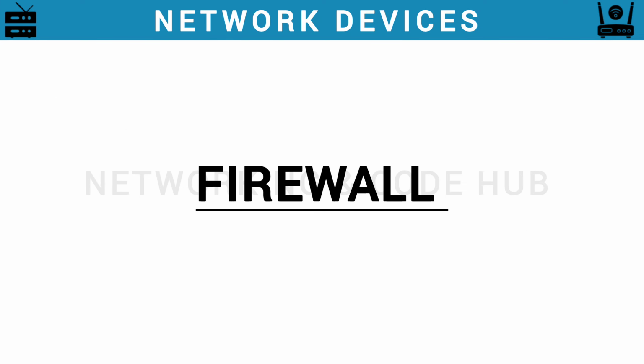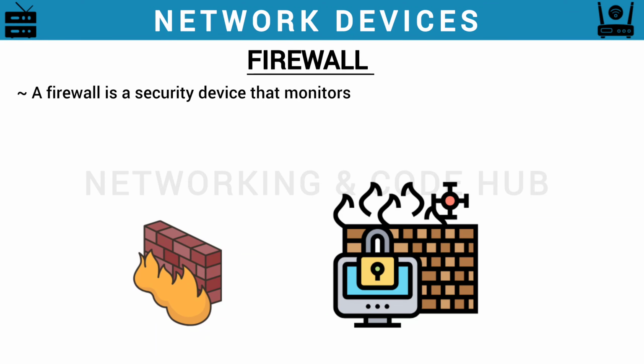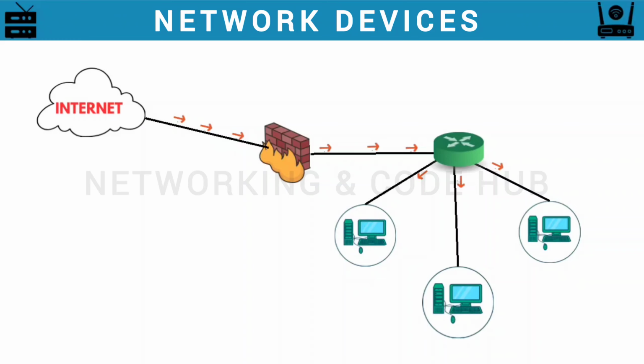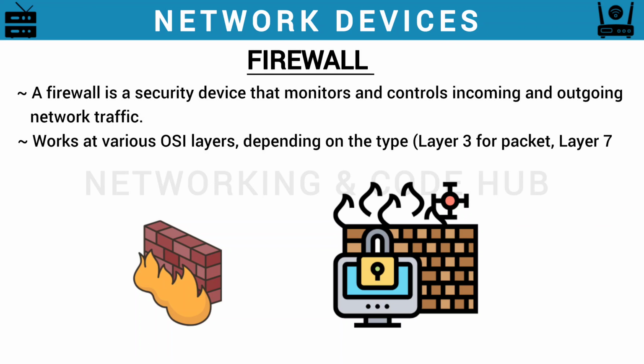And the final network device is the firewall. A firewall is a security device that monitors and controls incoming and outgoing network traffic. A firewall is like a security guard for your network. It protects your computer or network from hackers, viruses and unauthorized access by controlling what data can enter or leave. It works at various OSI layers depending on the type: layer 3 for packet filtering, layer 7 for application level filtering.